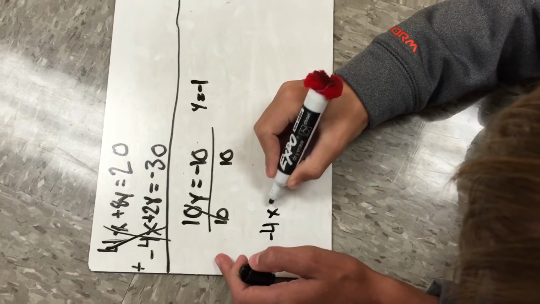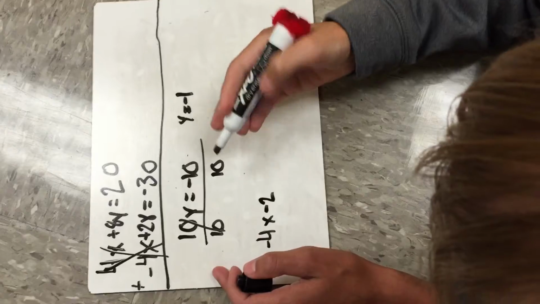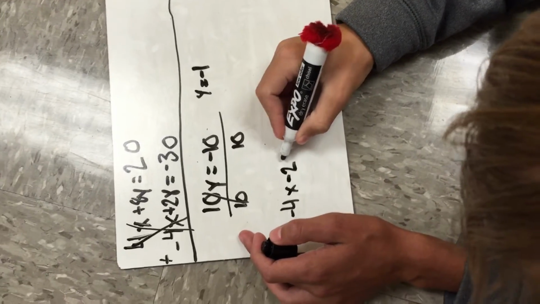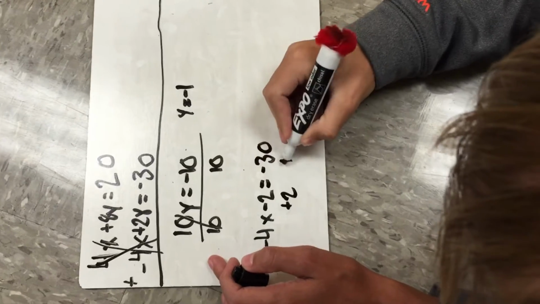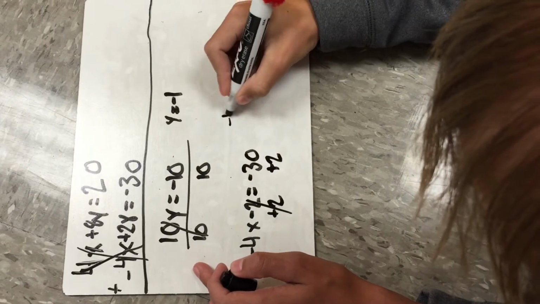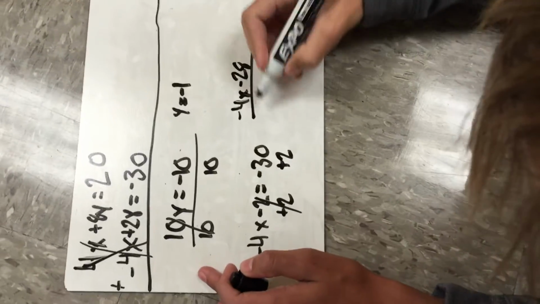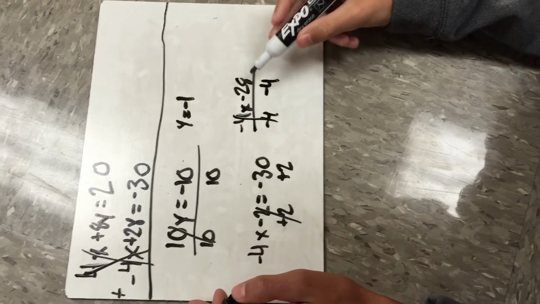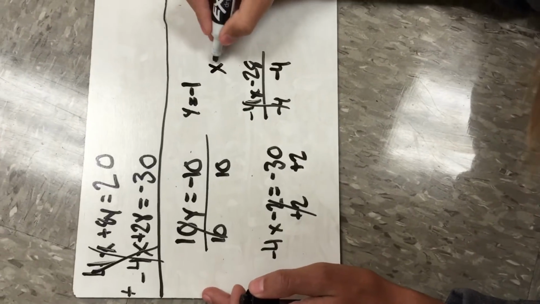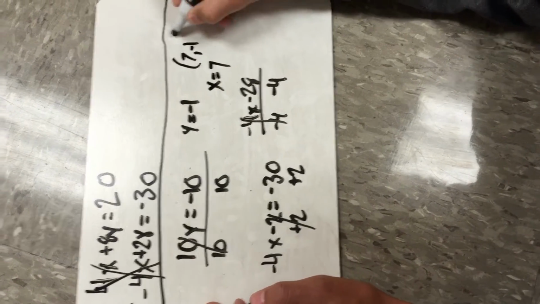Then you solve for x minus 2, because you did -1 times 2. Negative times a positive is a negative. Add 2 to both sides to get x by itself. -4x equals -28. Divide both sides by -4. Then a negative divided by a negative is positive. And then x equals 7, so your other point is 7, -1.